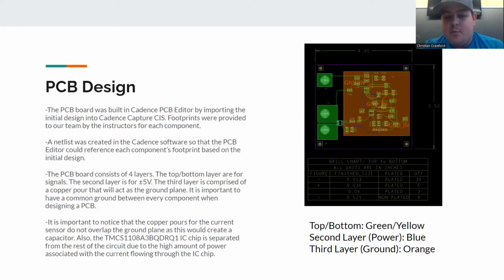It's important to notice that the copper cores for the current sensor do not overlap the ground plane, as this would create a capacitor. Also, the IC chip is separated from the rest of the circuit due to the high amount of power flowing through. As you can see in the image, top and bottom layer, those are our green and yellow signals. Second layer blue, that's going to be power, and third layer is ground.